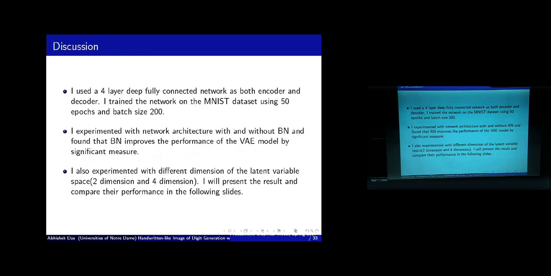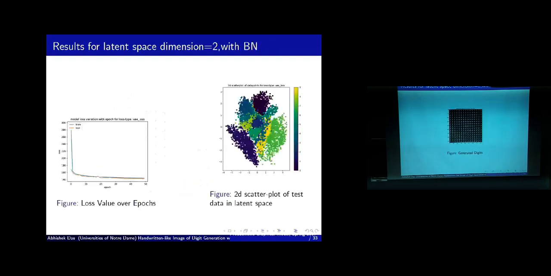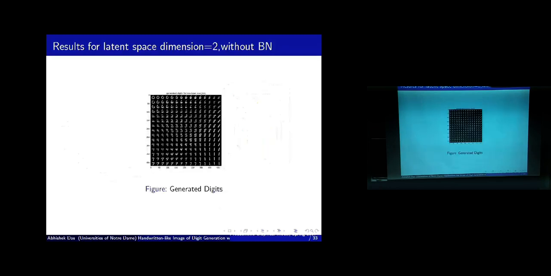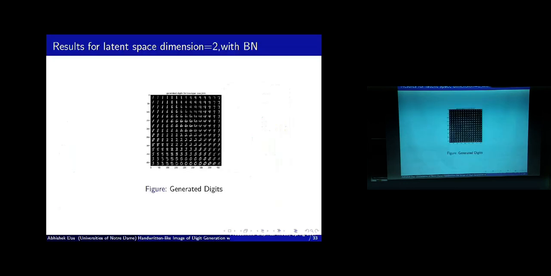So I used a 4-layer deep fully connected network as both encoder and decoder for the MNIST dataset. I'll take one more minute. So this is the convergence of the loss function without using batch normalization. And this is the generated data set without batch normalization. Next, I have used batch normalization, and it converges to a better value and at a much faster rate. And this is the generated data set, which is a bit cleaner.